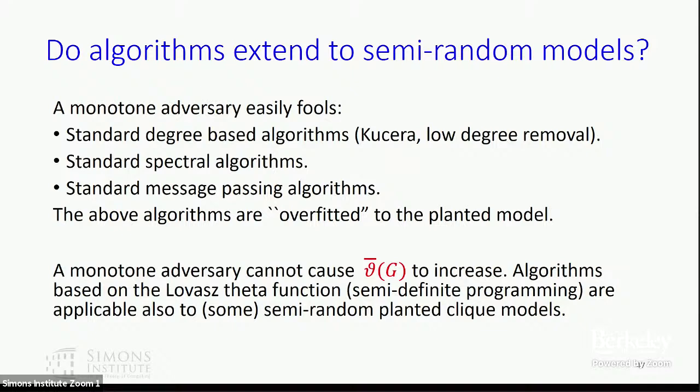So do algorithms extend to semi-random models? If we look at the monotone adversary, it easily fools many of the algorithms. The degree-based algorithms, the one that takes the largest degree vertices or the low degree removal, are easily fooled. Spectral algorithms are fooled by these adversaries. Standard message passing algorithms are fooled. In a sense, it tells us that these algorithms were overfitted to the particular distribution. If you change the distribution a little, they fail. But algorithms based on semi-definite programming and the Lovász theta function are not fooled by this adversary. So in a sense, this shows that these algorithms are better, more robust.